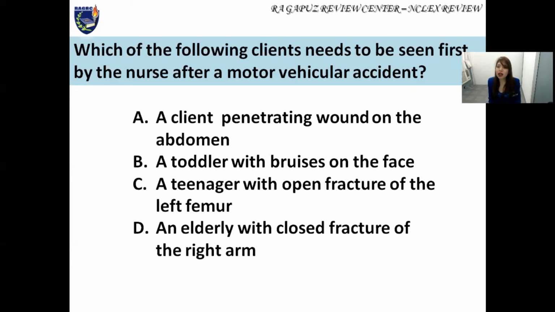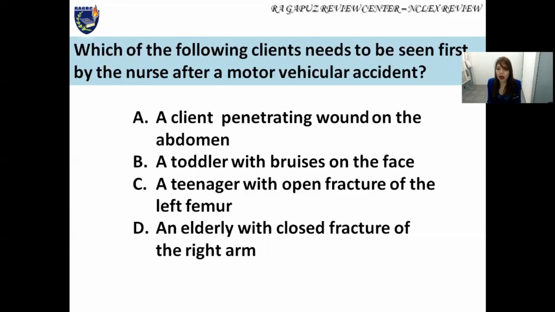Okay. So on this particular condition, there is another technique that we might use. When you see two opposing ideas in the question, most of the time the answer is in those two opposing ideas. So can you see two opposing ideas? Option B, in favor with open fracture of the left femur, and letter D, an elderly client with closed fracture of the right arm. So eliminate A and B. So we are to focus between C and D.